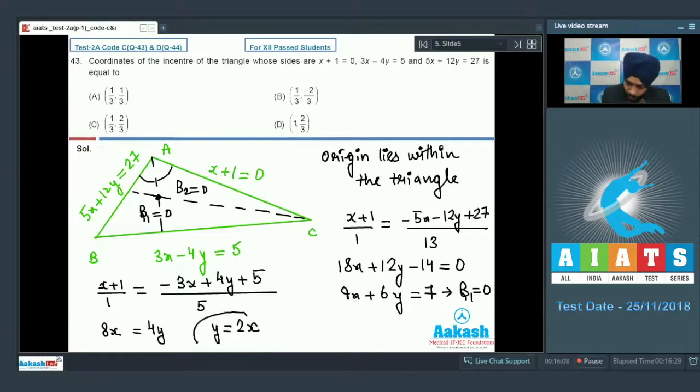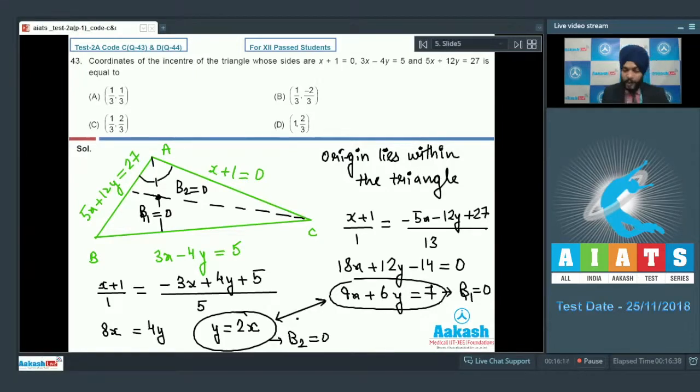All you have to do is solve these two equations, B1 = 0 and B2 = 0. By smartly looking at the options, even if I don't solve them, the y coordinate has to be 2 times the x coordinate. There is only one option satisfying this condition. Option C is the right choice.